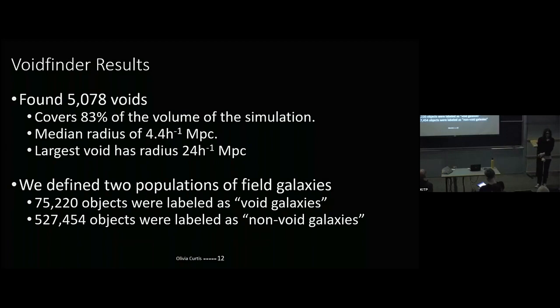Using these populations of voids, I defined 2 populations of field galaxies with which to study the observable properties. 75,000 of these objects were labeled as void galaxies. Those are galaxies not in a massive cluster, but within one of the voids that we found. 527,000 of these objects were labeled as non-void galaxies. Those are galaxies neither within a void nor in a massive cluster.